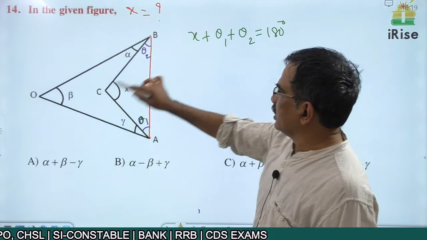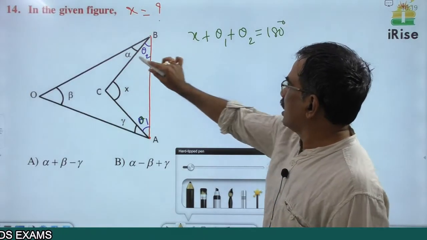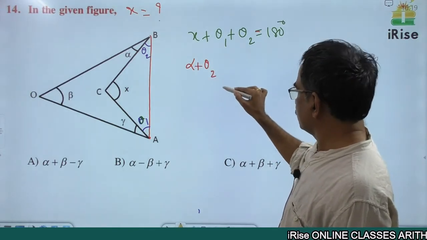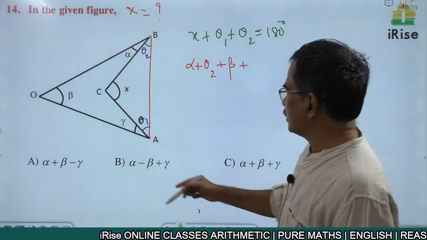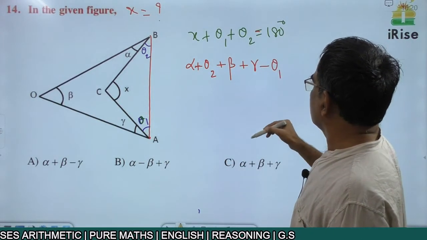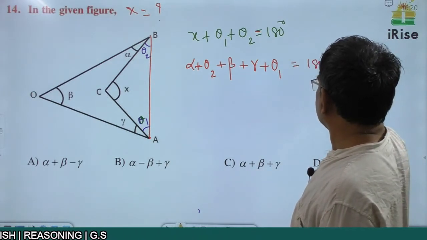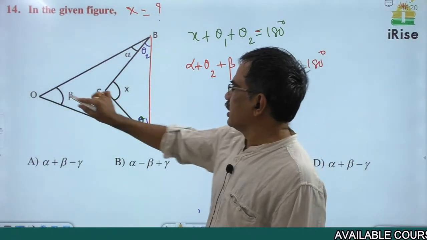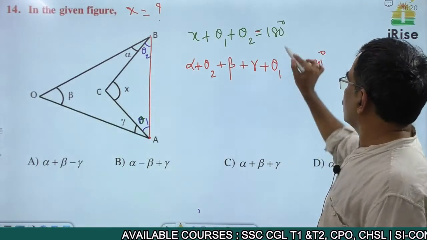And similarly, sum of all these three angles, that is alpha plus theta 2 plus beta plus gamma plus theta 1, is also equal to 180 degrees. Sum of this total angle is also equal to 180 degrees. So both are equal.